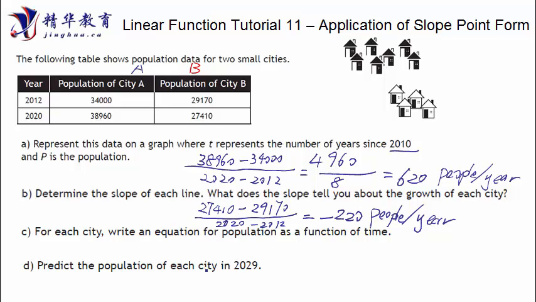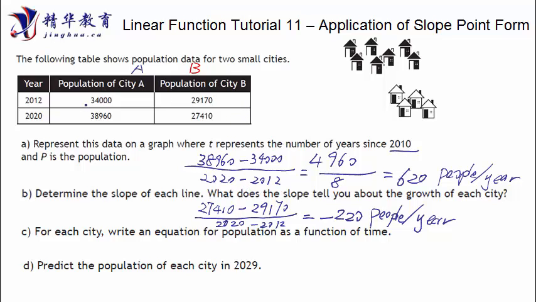Okay, so predict the population in each city in 2029. We have a slope, right? And then we need a point, right? In order to use the slope and the point, we still need to write the equations of these functions. So how do we write the equations? The easiest way: we don't want to find the y-intercept because the y-intercept doesn't make a lot of sense. We have these points already. All right, good. We're just using them.